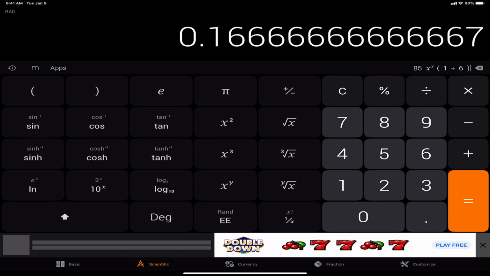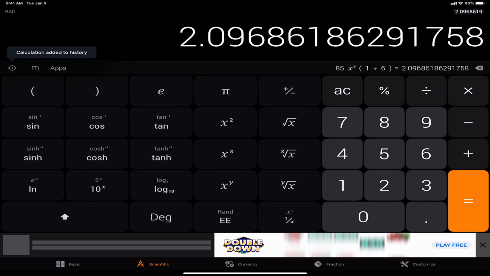So that would be 0.16. And so now I have 85 to the power of 0.16, and I should get 2.096, and so on. In these problems you would want to round to whatever the directions say. So I'm going to say the hundredths place. So this would really end up being 2.1. Okay, so that would be your answer for that, 2.1.